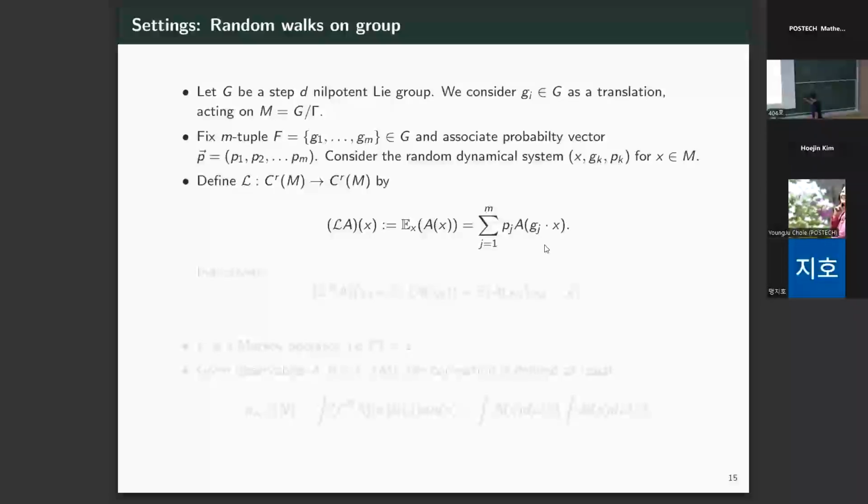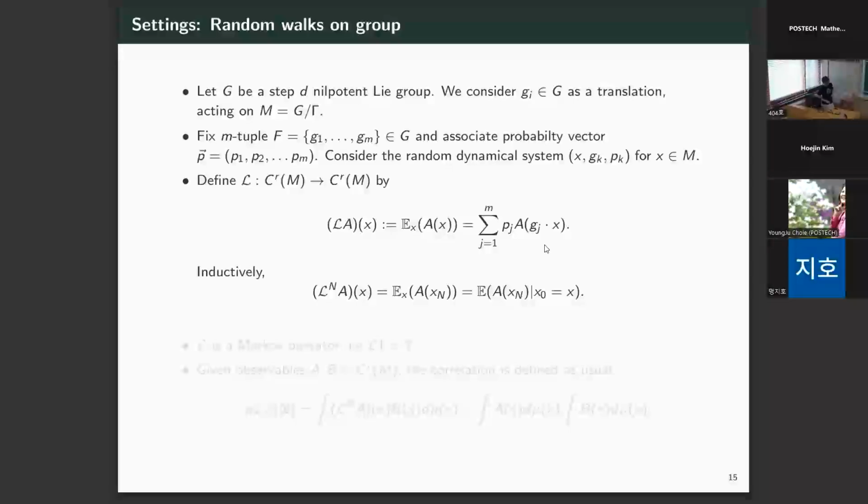Here G acts on Y, but in here you can view the action on the observable. So you can just see A of G composed with Y. In here it's written as X, but it has a probability. So we want to multiply all the probabilities and then take the average. And then if you iterate this operator, then this is just conditional expectation.